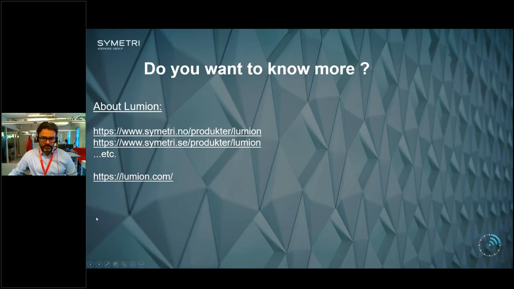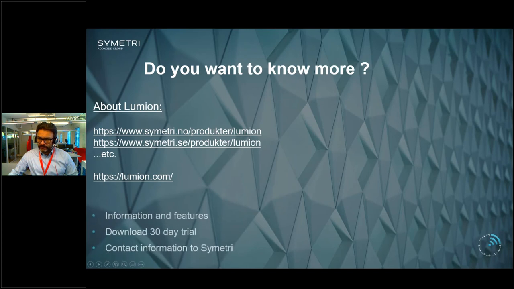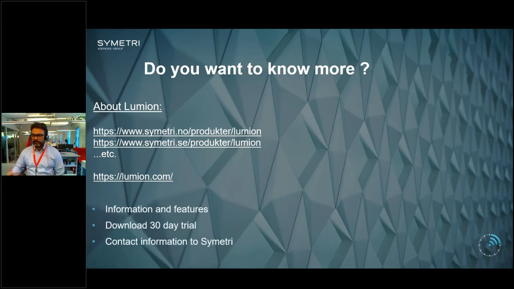It's quite easy, lumion.com. And either if you are on the Symmetry website or on Lumion, this is the place where you can find more information, showcases, features. You can download a trial, and you can always contact your contact person at Symmetry and receive a trial from him or her. We will help you with it.